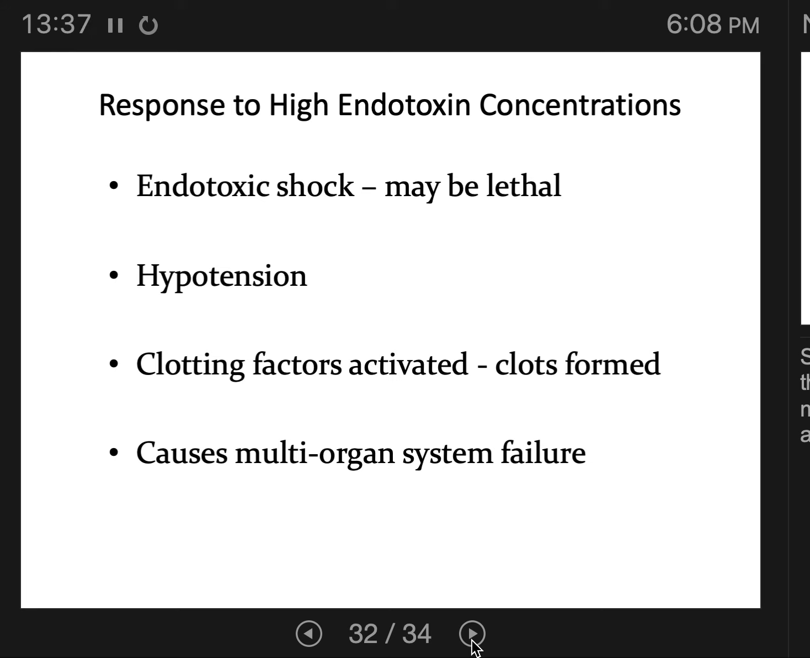Clotting factors might be activated, which can cause clots to form in your body. And that can be dangerous because it can stop blood flow through your veins and arteries. Those clots can also cause multi-organ system failure because those clots get stuck. Your organs are filled with tiny capillaries and blood clots have trouble moving through them, and so that can cause organ failure.